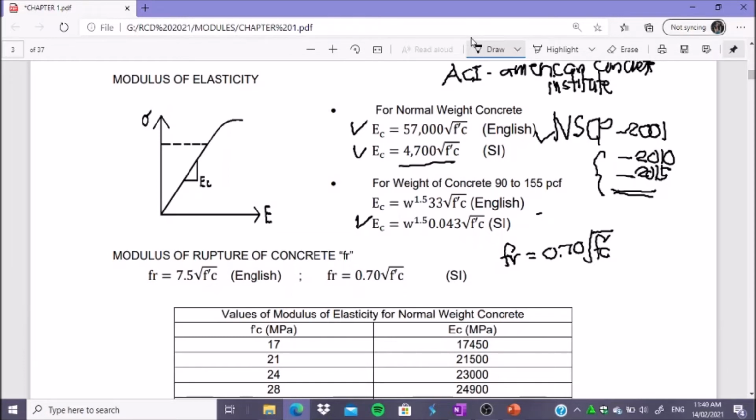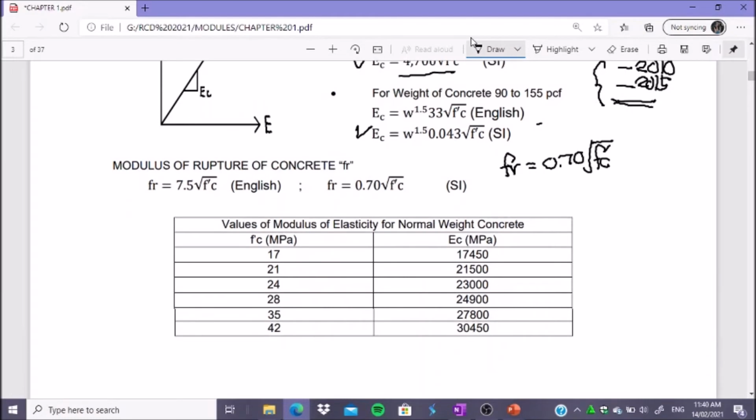And I have a table here showing the modulus of elasticity of concrete for different FC prime from 17 to 42 megapascal, and we have here the value. So, ibig sabihin, nagbabari na. Okay. That's usually, kaya nga dito tayo nagkaroon dito ng value eh. So, the modulus of rupture is dependent on its compressive strength. Yan lang ang ibig sabihin niya.